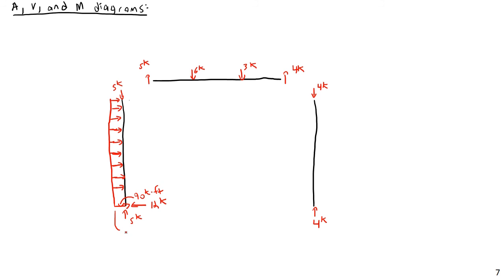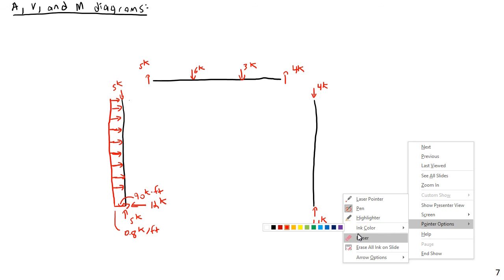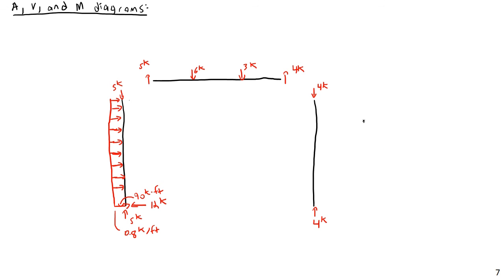0.8 kips per foot here. So I think I'll start with the easy one because I'm lazy. So first I'll write down the A here. Get my A diagram. And then maybe I'll have my V and my M. This one's going to be nice and easy.